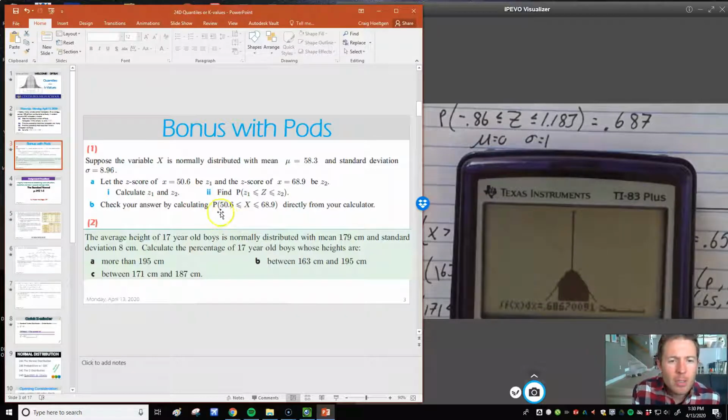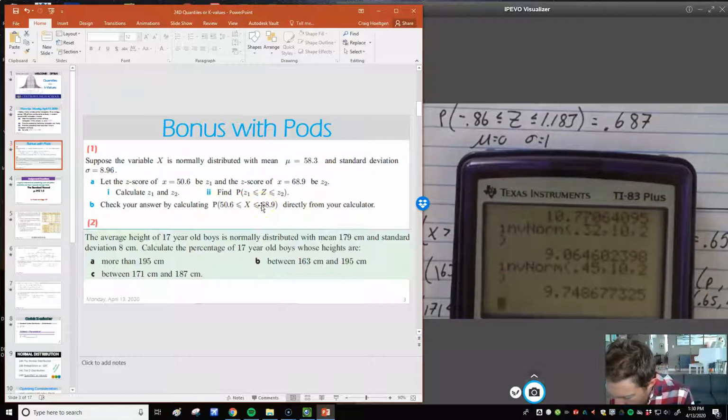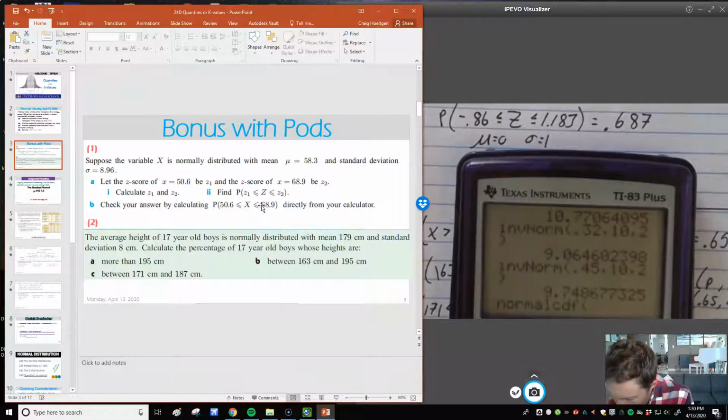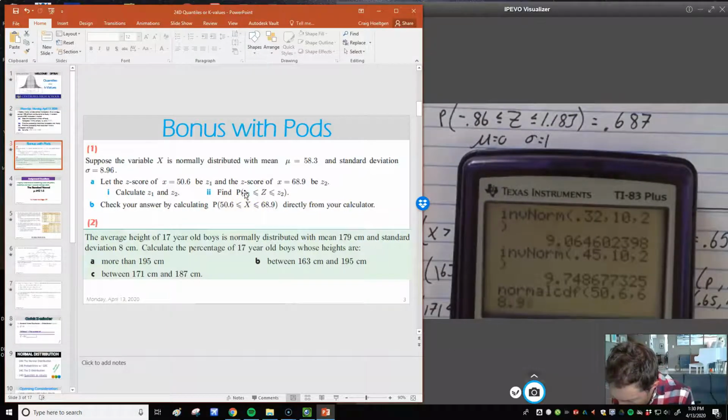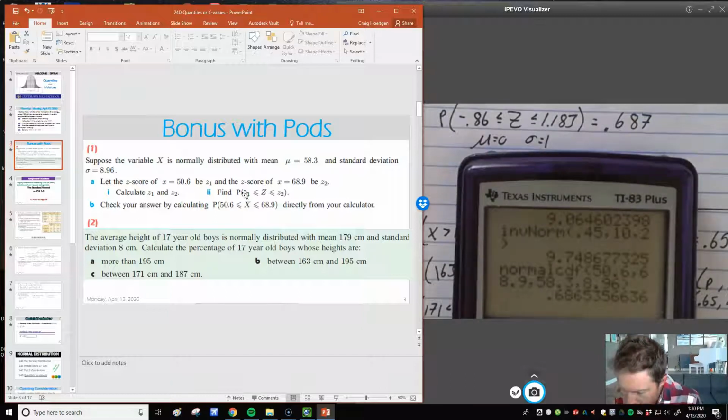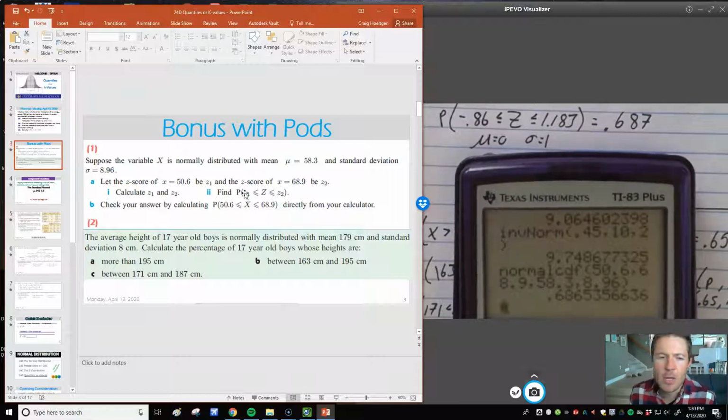Part B, check your answer by directly calculating this from our calculator. So remember, for here, we can also go distributions, normal CDF to look at a range here. Lower bound is 50.6, comma, upper bound, which is 68.9, comma, and then our mean, and then comma, our standard deviation, comma, 8.96. And hopefully we get the same answer. Awesome, we did. Okay, so there's direct calculation or the other way.